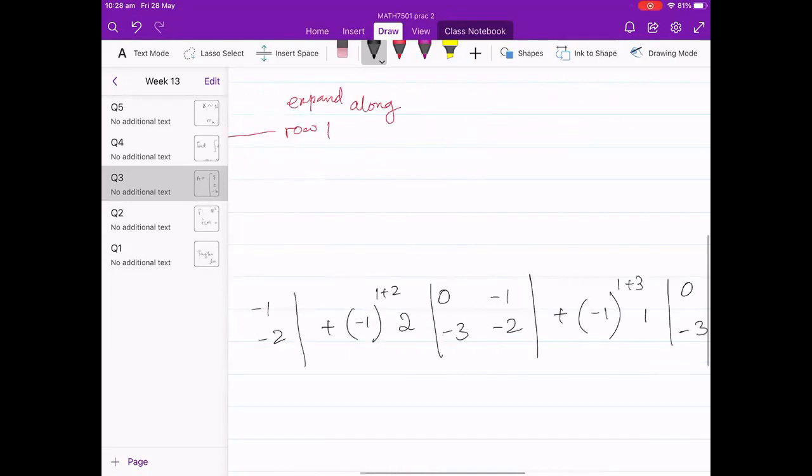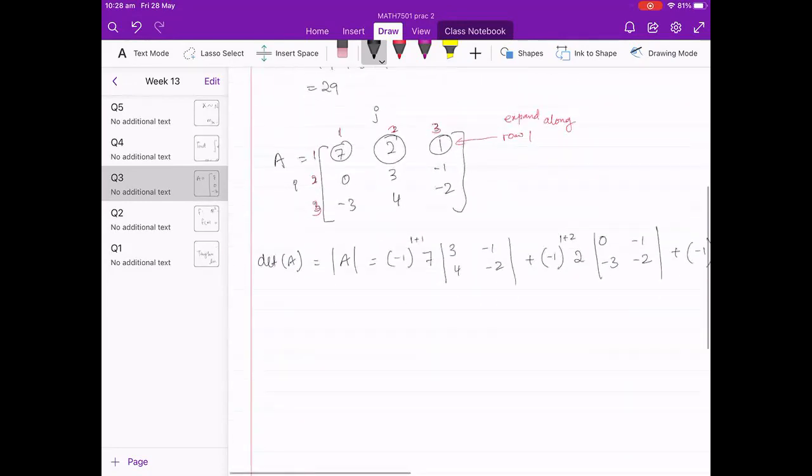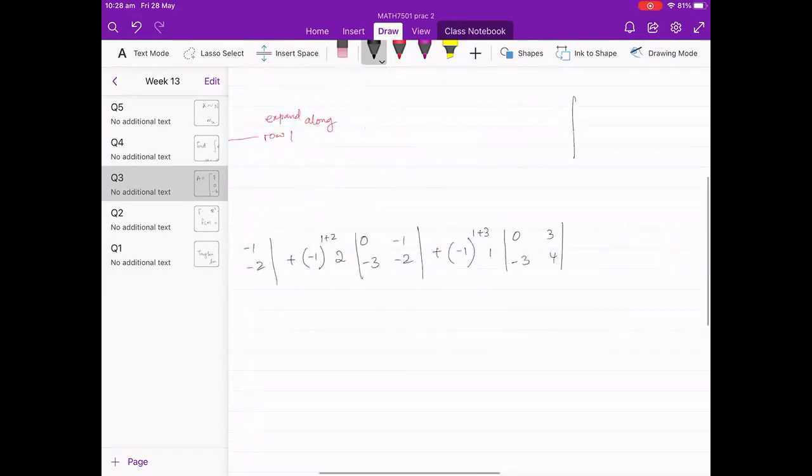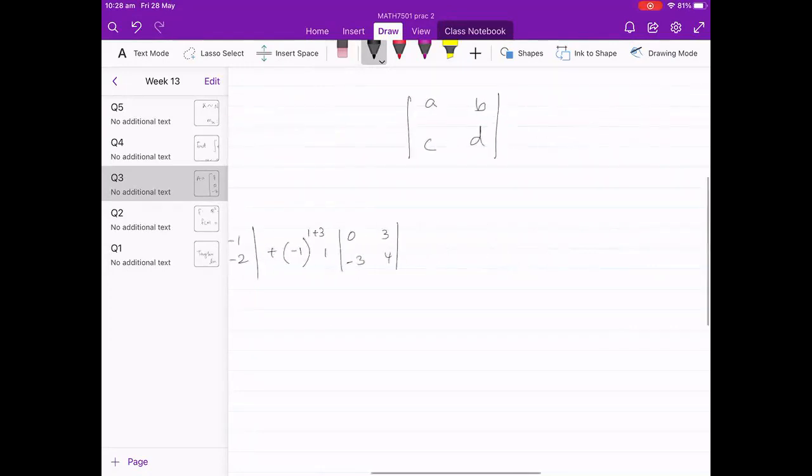3, 4, which is equal to -1 to the power 2, which is 1. So that's 7. Determinant of, this is a 2 by 2 matrix. So you would do A, B, C, D. Determinant would be A times D minus B times C.